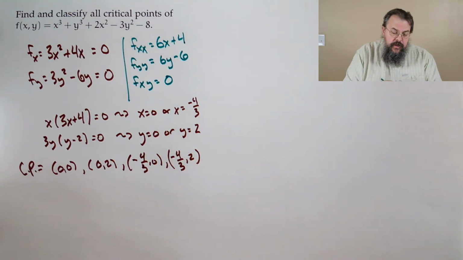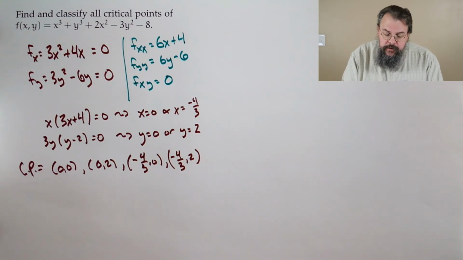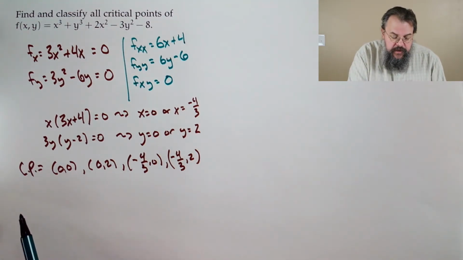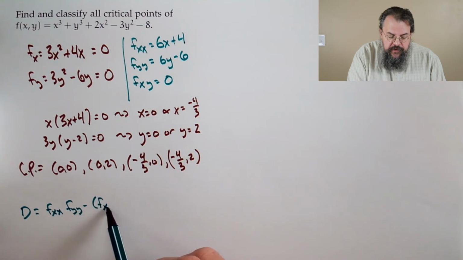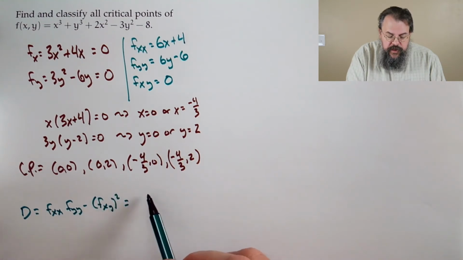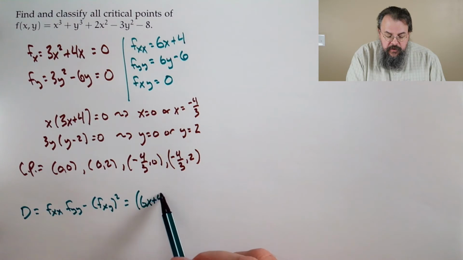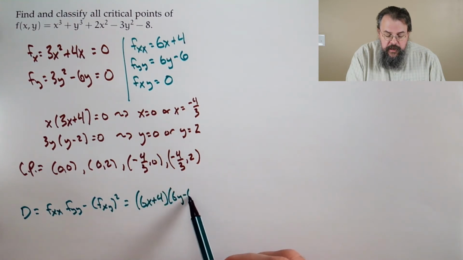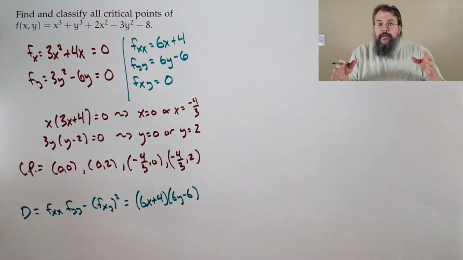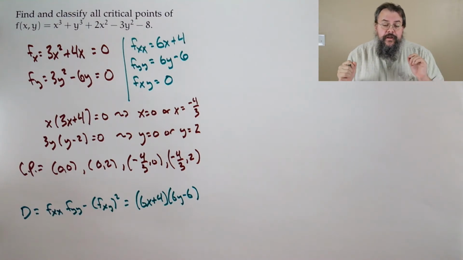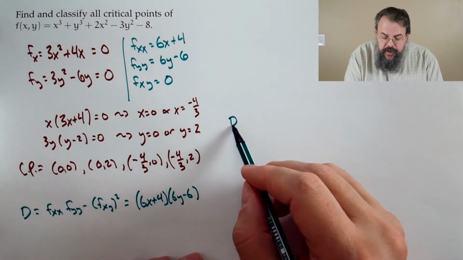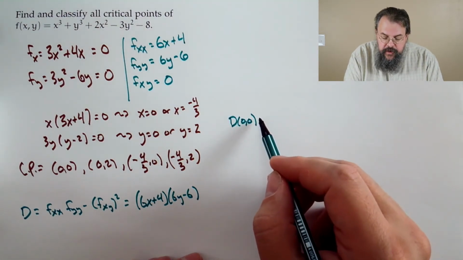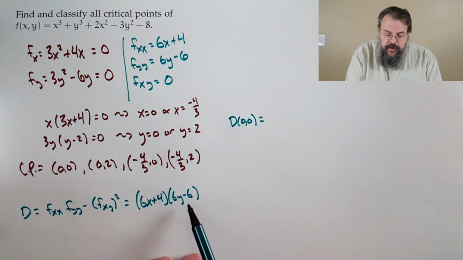All right, well, let's figure out what's happening here. When we look at our expression for D, that's f_xx times f_yy minus f_xy squared. What we really get is (6x plus 4) times (6y minus 6), and then there's nothing there. All right, so point by point, let's go through it. When we plug in (0, 0), what do we have? Well, 4 times negative 6.